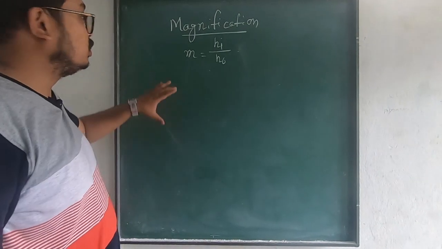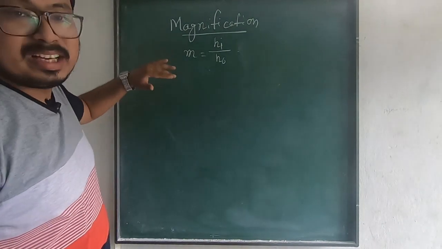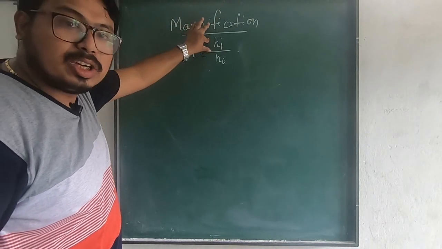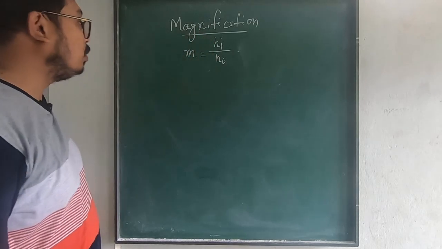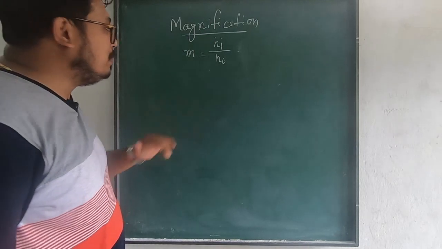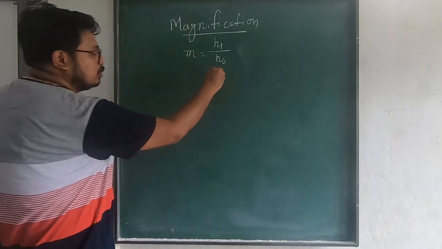Hello class 2 students. So it is a continuation of the magnification that I last taught you. What is magnification? It is the ratio of the height of the image to the height of the object. Now by looking at the value, how will you understand about your image? So now, the first one I am showing you.